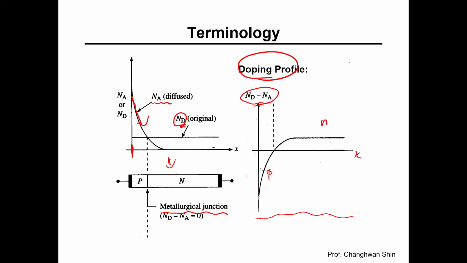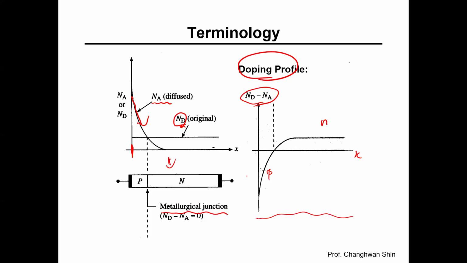Think of it like a political map during an election. If we consider Democratic voters as acceptors, N sub A, and Republican voters as donors, then the N sub D minus N sub A graph shows which party has the majority in each region. The metallurgical junction is like the exact boundary where the majority flips from one party to the other party.